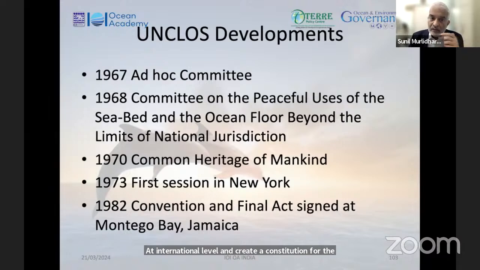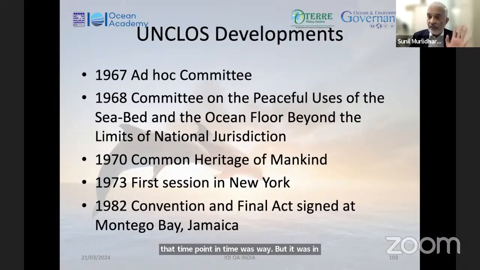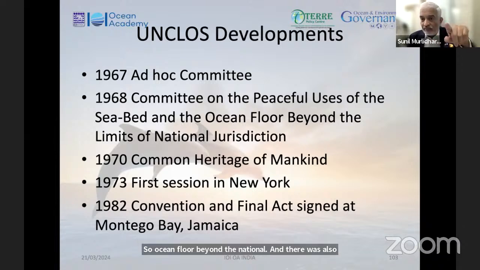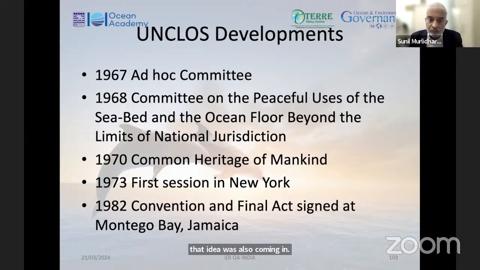Then there was another proposal in 1968 to create a committee on the peaceful uses of the seabed and ocean floor beyond the limits of national jurisdiction. But again, remember that national jurisdiction at that point in time was vague, but in principle there was a territorial sea. That's it. And possibly a contiguous zone, but no defined number given to it. So ocean floor beyond the national jurisdiction, and there was also the concept of continental shelf. So a little bit of that idea was also coming in. So continental shelf is the ocean floor, actually, near the coast, but all the same.